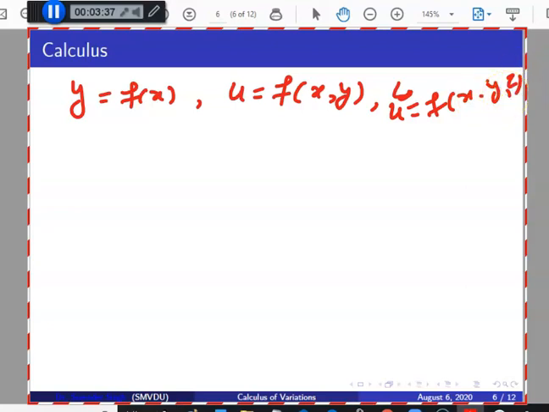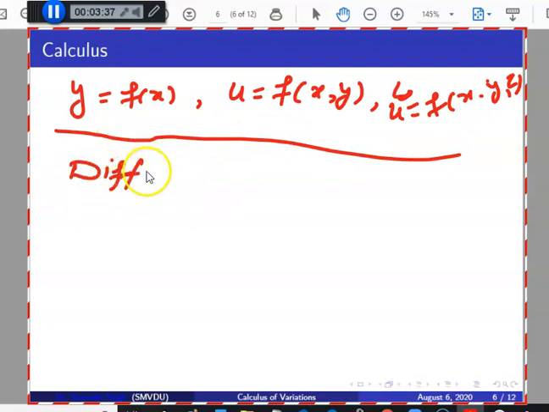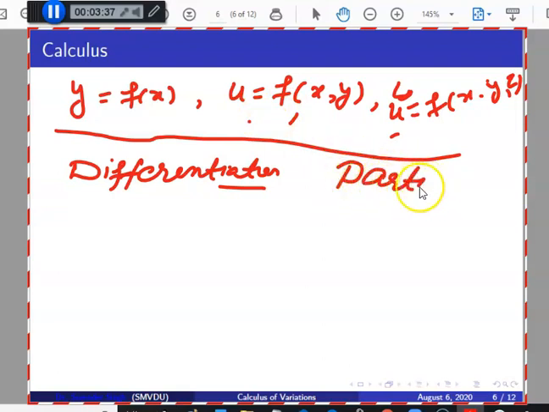So what we do here, we study the differentiation of function of 1 variable, function of 2 variables, 3 variables. For function of more than 1 variable, there is a concept of partial derivatives. Right.